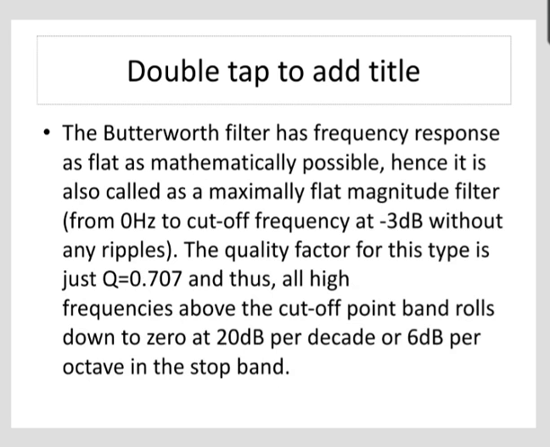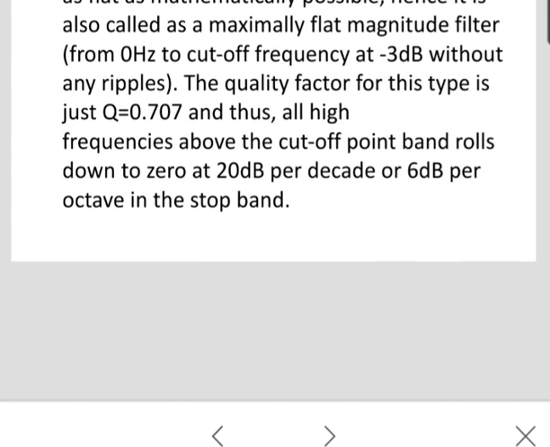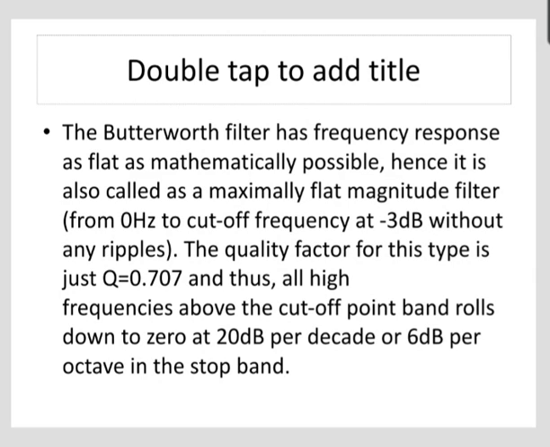The Butterworth filter has a frequency response as flat as mathematically possible. Hence, it is also called a maximally flat magnitude filter, having a frequency range from 0 Hz to the cutoff frequency at -3 dB without any ripples. The quality factor for this type is just 0.707, and thus all high frequencies above the cutoff band roll down to 0 at 20 dB per decade or 6 dB per octave in the stop band.